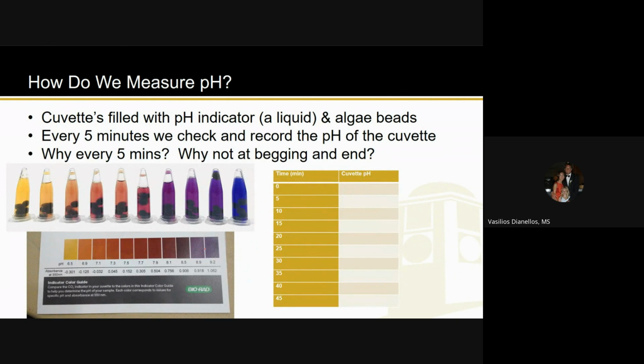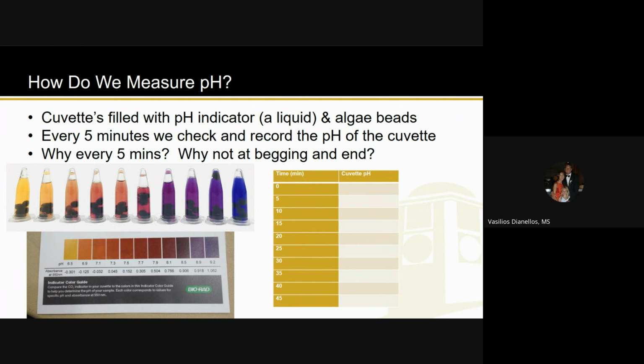So here's how we're going to do it. You're going to have these little cuvettes. They don't actually look like this. I have better pictures. I should have put them on there. If you had come to lab this week, you would have seen them. But it's the same concept. It's a little plastic thing that has algae beads in it and liquid, right? And this liquid includes water, but it also includes pH indicator, right?